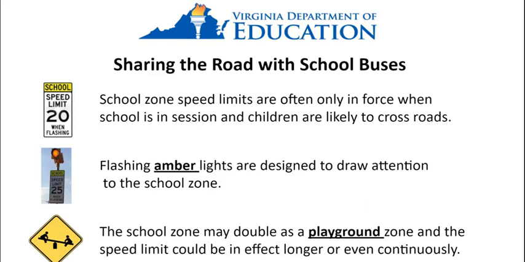School zone speed limits are often enforced when school is in session and children are likely crossing the roads. Remember, amber lights are designed to draw attention to the school zone. School zones may also double as playground zones. So even if school's not on and it's a busy playground, they are allowed to put the school zone lights on to limit your speed.